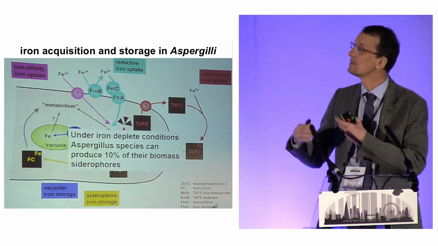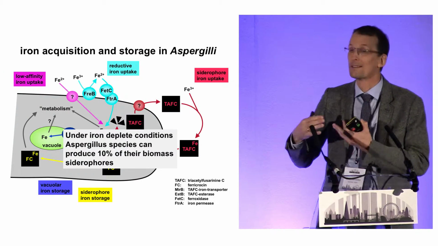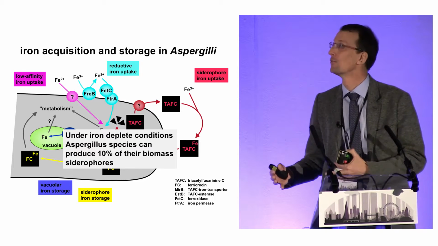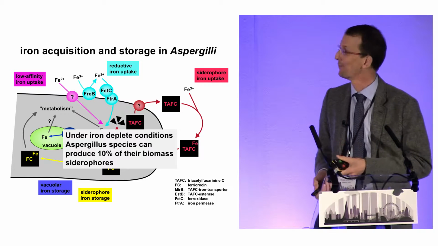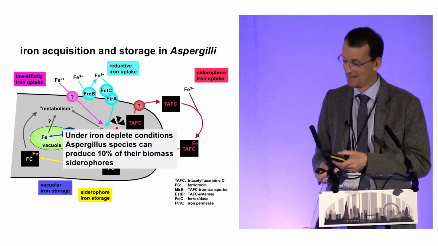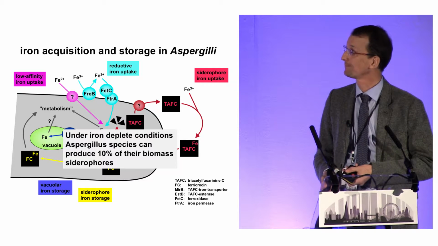What surprised me is that this Aspergillus species can produce up to 10% of their biomass as siderophores. So this was very astonishing for me. Maybe it's not, you know, if you have learned that in your studies, but that was very impressive for us.